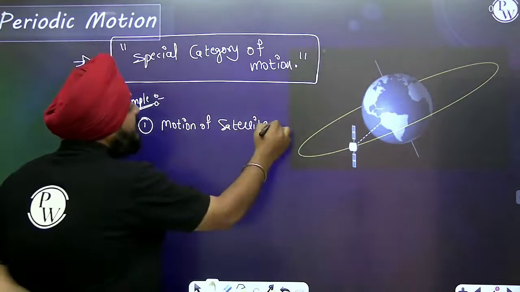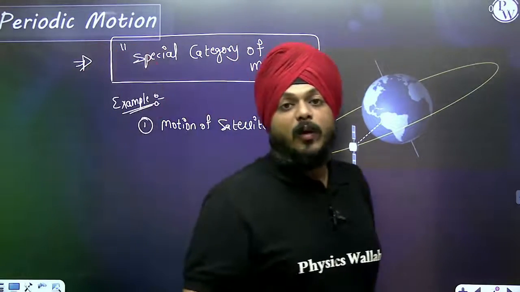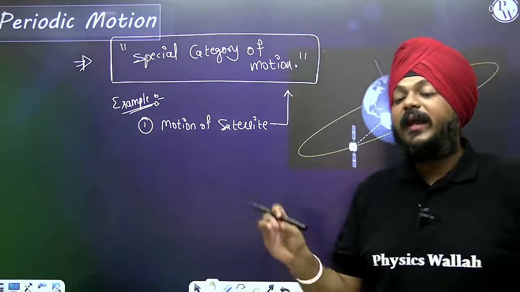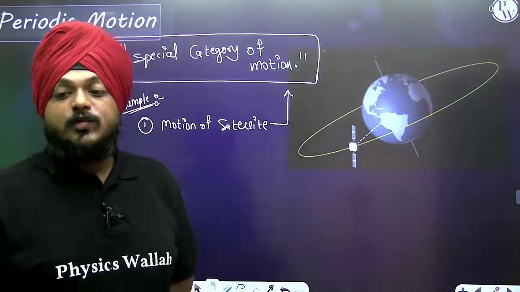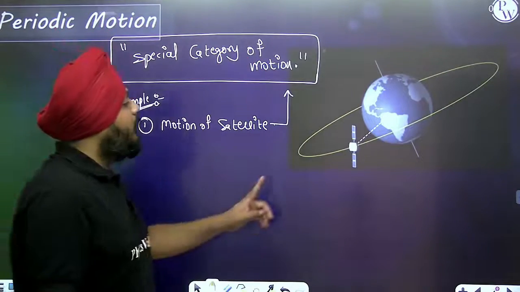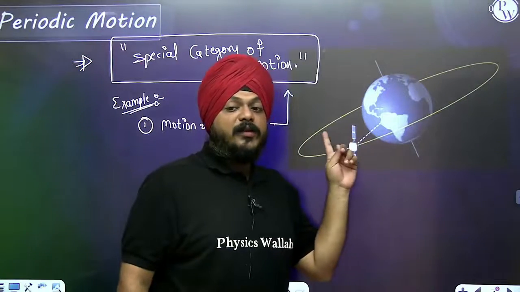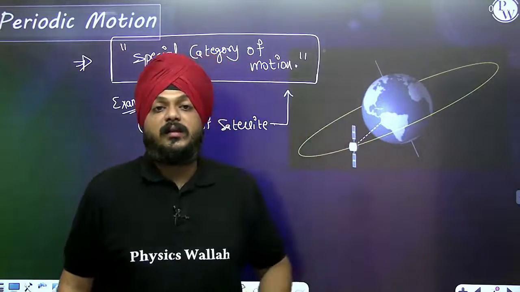Why is the motion of a satellite considered periodic motion? In this case, I want to tell you all, let us take an example. If I'm talking about a specific satellite, it is taking 5 hours to complete a revolution around the sun.